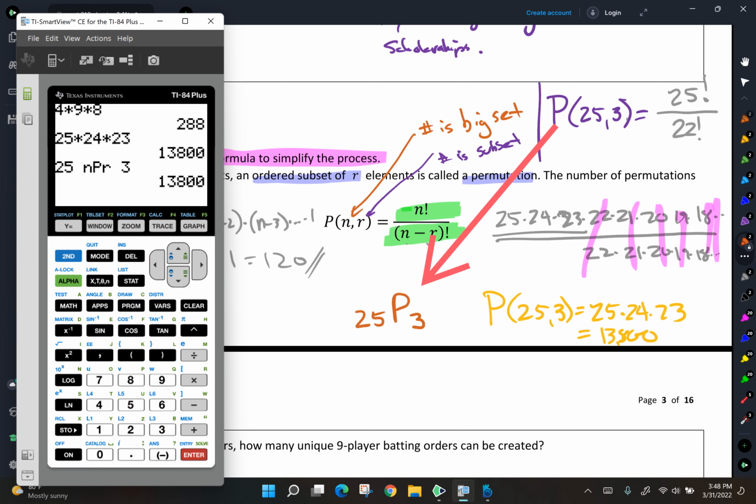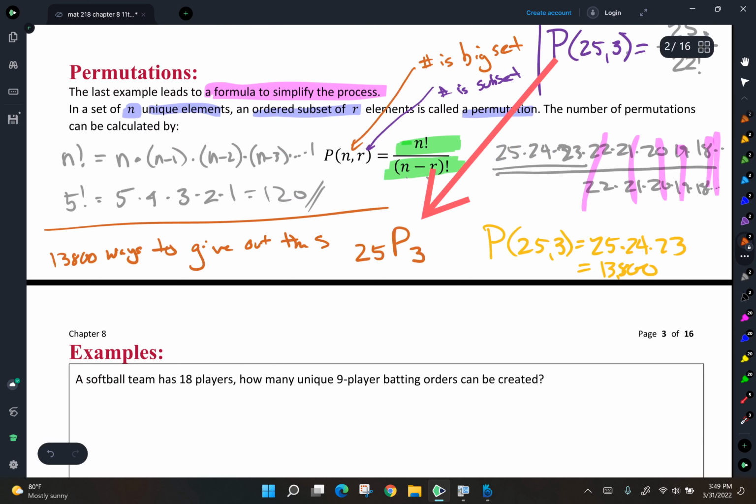ways to, what is this? What are we doing here? Oh, yeah. To give out the money.